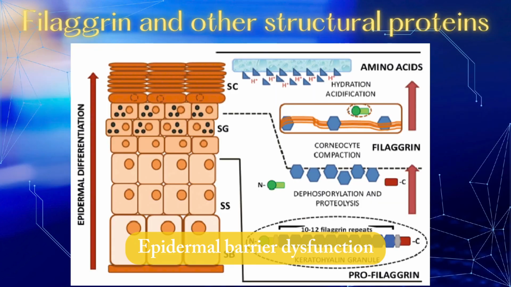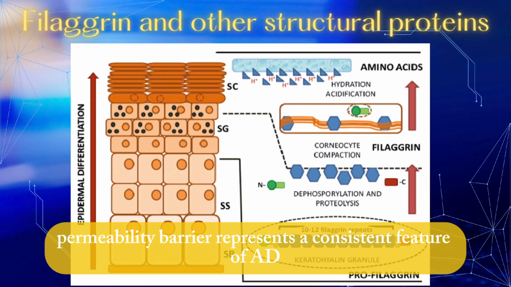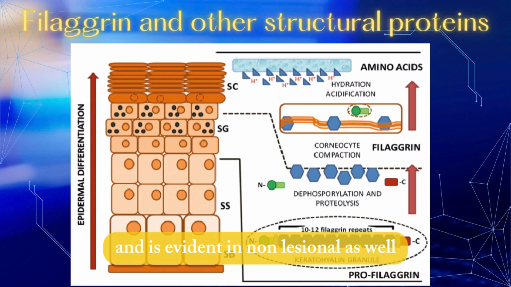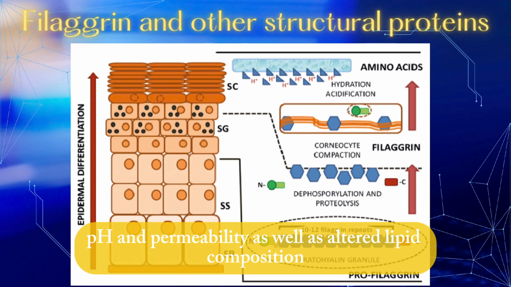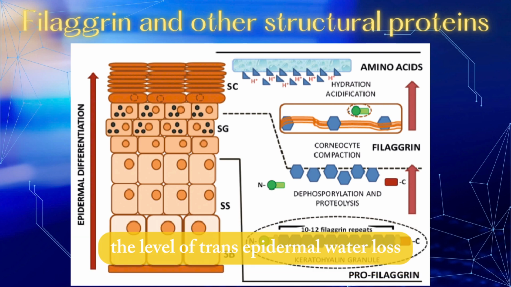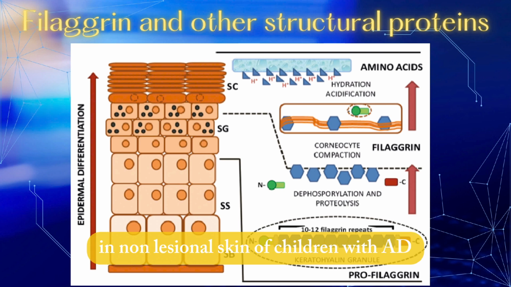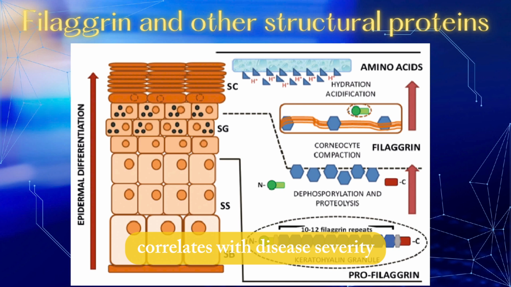Epidermal barrier dysfunction. A defective epidermal permeability barrier represents a consistent feature of AD and is evident in non-lesional as well as lesional skin of affected individuals. Manifestations of epidermal barrier dysfunction include increases in transepidermal water loss, pH, permeability, as well as altered lipid composition. The level of transepidermal water loss in non-lesional skin of children with AD correlates with disease severity.